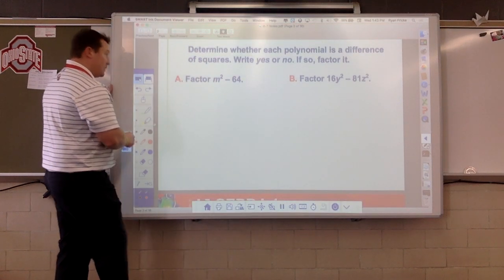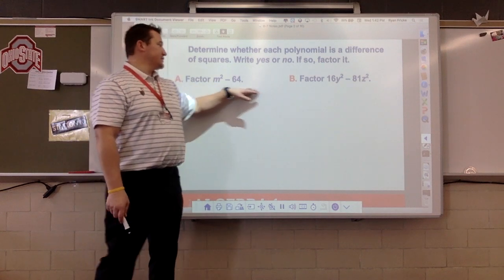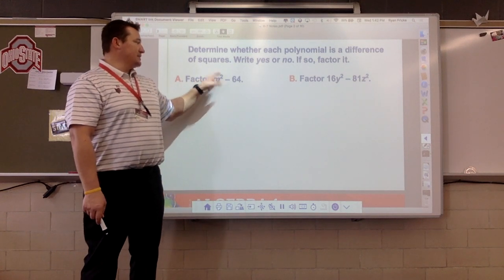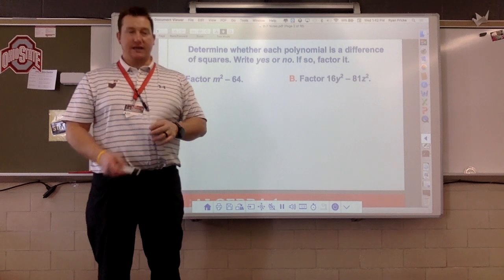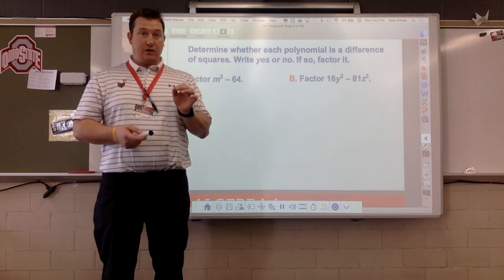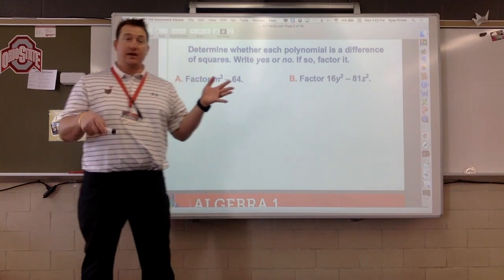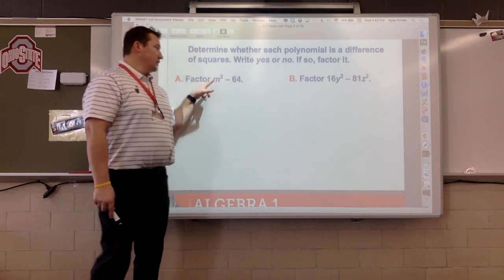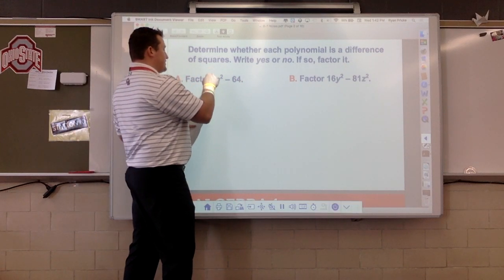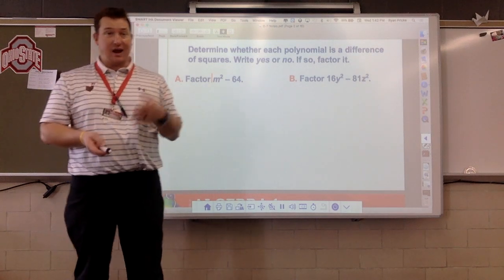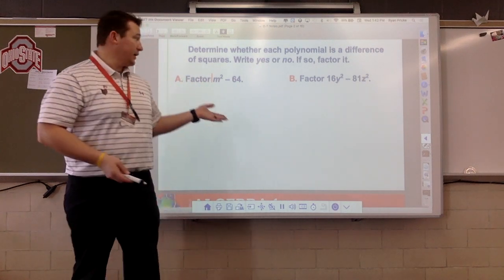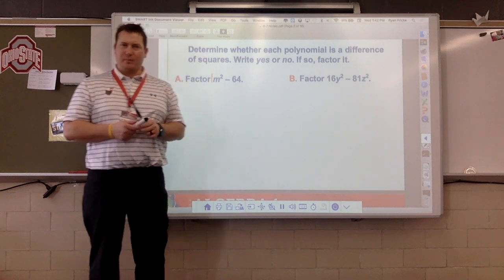Is this a difference of squares? Well, is m to the second power a perfect square? Yes, it is. Remember, any variable to an even power, 2, 4, 6, 8, 10, and so on, is a perfect square. Some of you might argue that there's an invisible 1 in front of there. That's fine. I would argue that the 1 is a perfect square. Is 64 a perfect square?